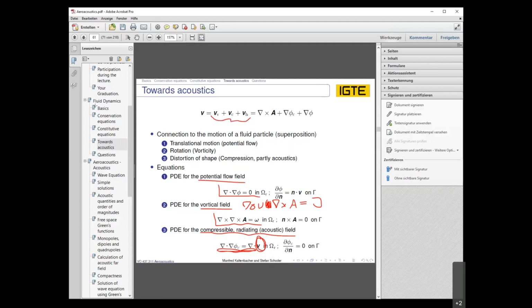Any questions on that? Anyway, it's not so important for the aeroacoustic analogies. Just keep it in mind if you have to do a Helmholtz decomposition at some point in your future life, then you can go here and use the formulas there.